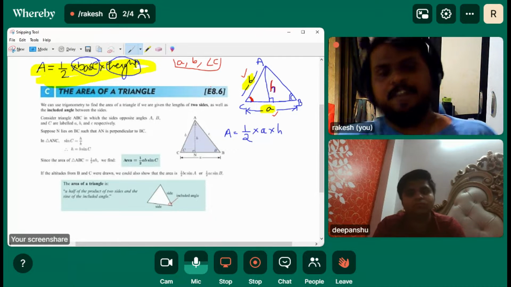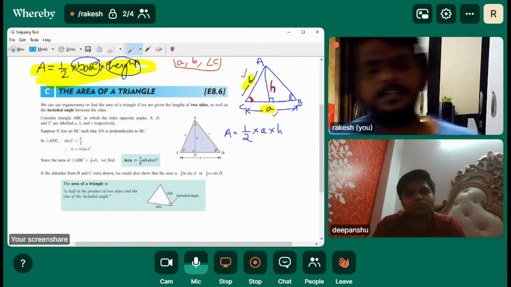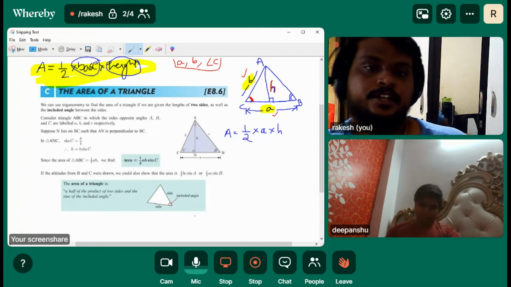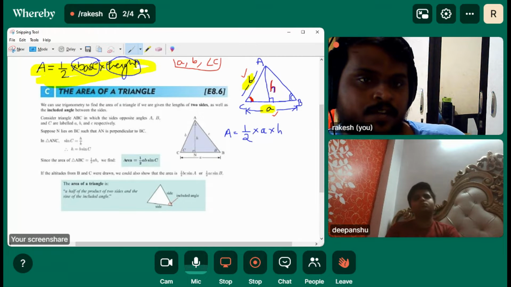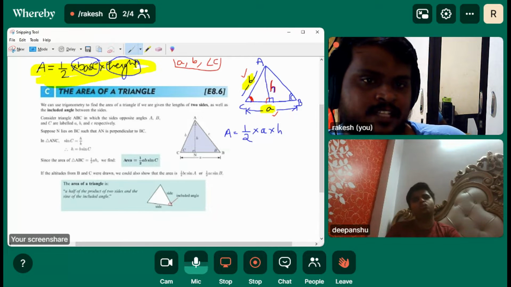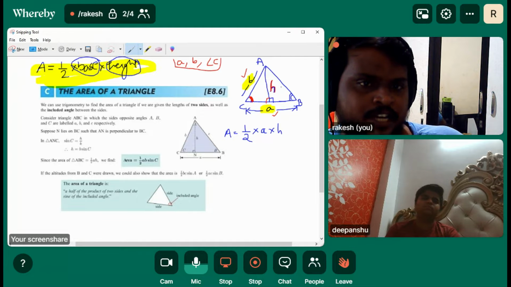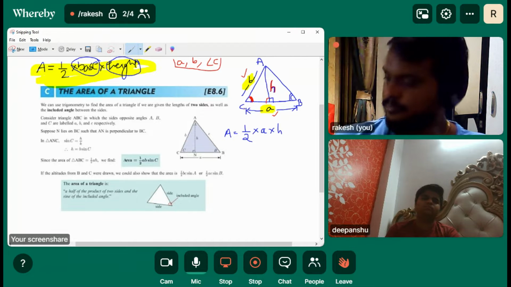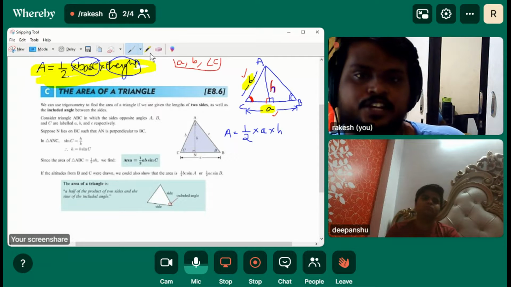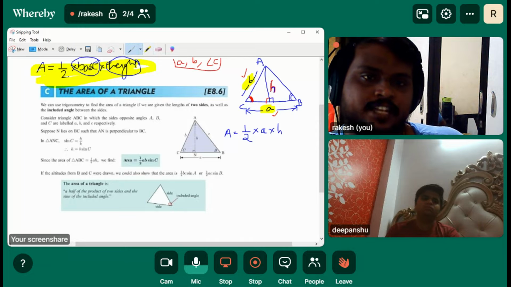So the question is, can we find out the area of this? Yes, we can find out. Okay. So we have drawn perpendicular height, which is h here. So, and this angle is also given. This b is given. How do we find out h? Which trigonometry ratio you will apply here to find out h?